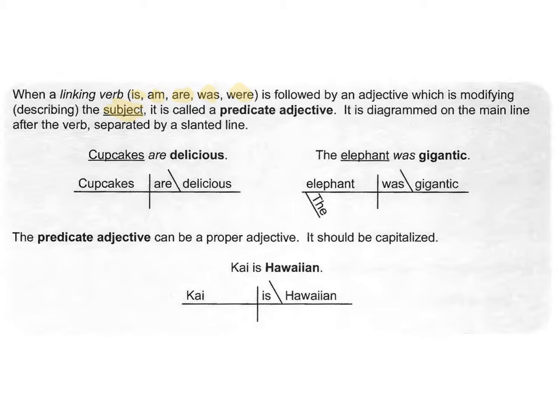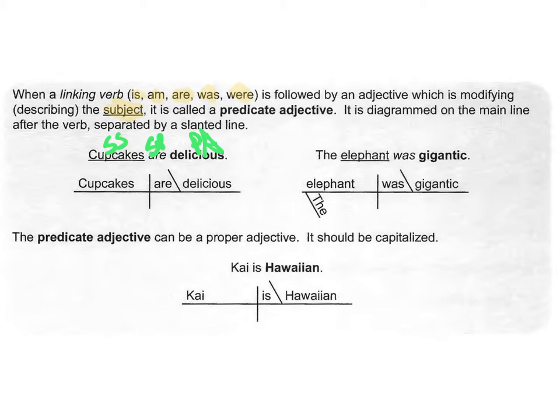Cupcakes are delicious. Who or what is this about? Cupcakes, simple subject. What do they do? Well, they exist as. Simple predicate. Are what? Delicious. Predicate adjective, PA. The predicate adjective is an adjective that is describing the simple subject. So the linking verb is always going to have either a predicate adjective or a predicate nominative. We'll worry about predicate nominatives later.